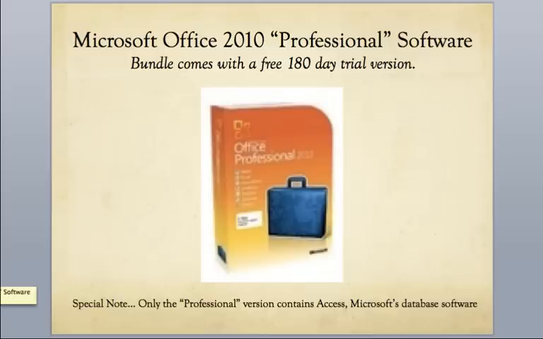For this course, you'll also have to have access to the professional version of Office 2010. Now, if you buy the bundle, you get a 180-day free trial version for that. If you happen to have your own version of Office, make sure that it's the professional version. The professional version does contain Access, which is Microsoft's database software that we'll be using in the class. So check your computer for that as well.